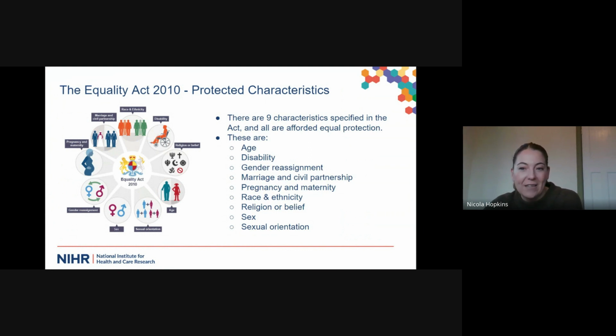Intersectionality recognises that for minoritised groups, having multiple marginalised identities or multiple protected characteristics, so being a Black woman, for example, can mean that the barriers you face are compounded.